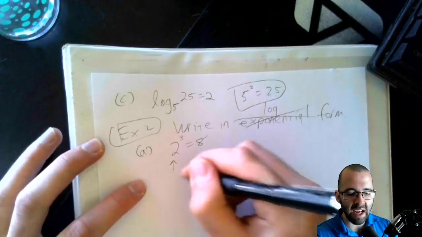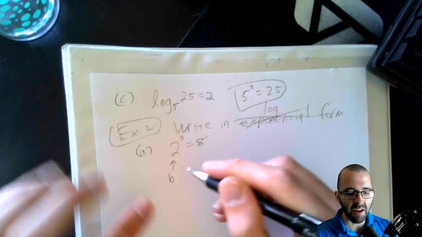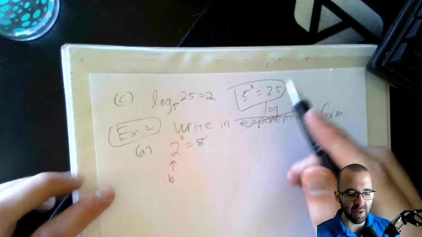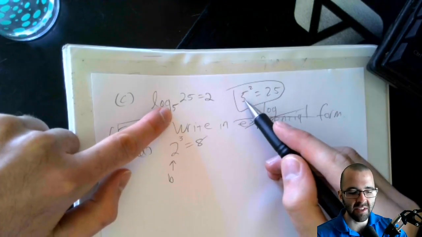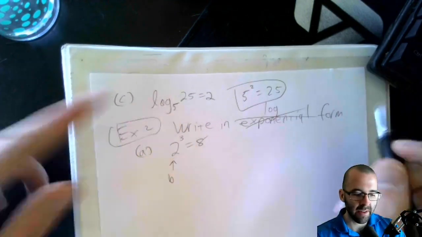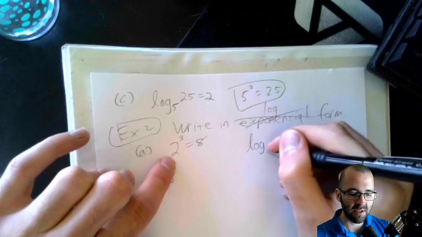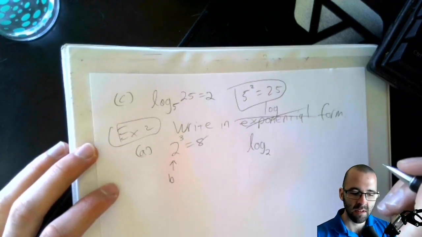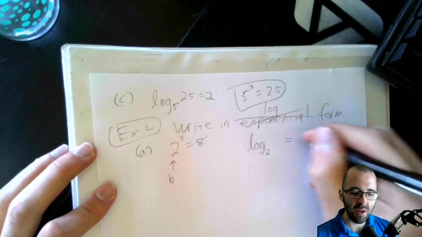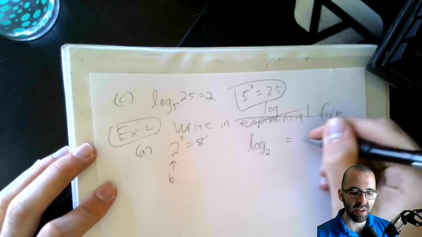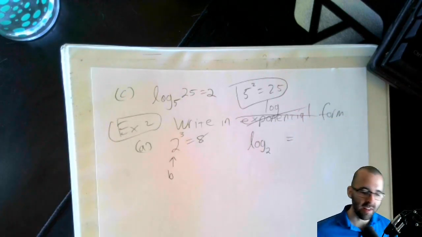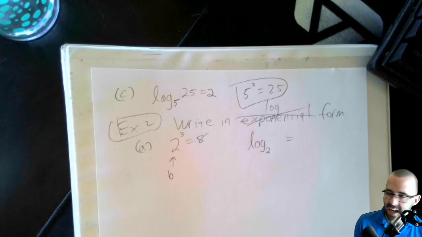The base of the logarithm is the same as the base of the exponential, right? Base of the logarithm, base of the exponential. These are always the same number. So we're going to have log base b, it's still going to be the same base. And then what goes on the inside of the logarithm? What goes on the right-hand side? One of them is going to be a 3, one of them is going to be an 8. Which one goes where?